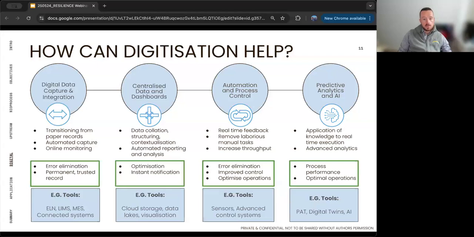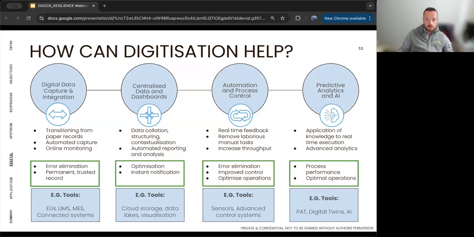But fortunately, there are many ways in which digitization can help with these challenges, and we've highlighted just a few of the key areas here. So if we start over in data capture and integration, by connecting the devices and systems and moving away from paper records, the capture of all data can be automated. And this results in a complete, permanent, trusted record of any experiment or process. It eliminates human error and is in effect the enabler for all other advantageous digitization options that follow.